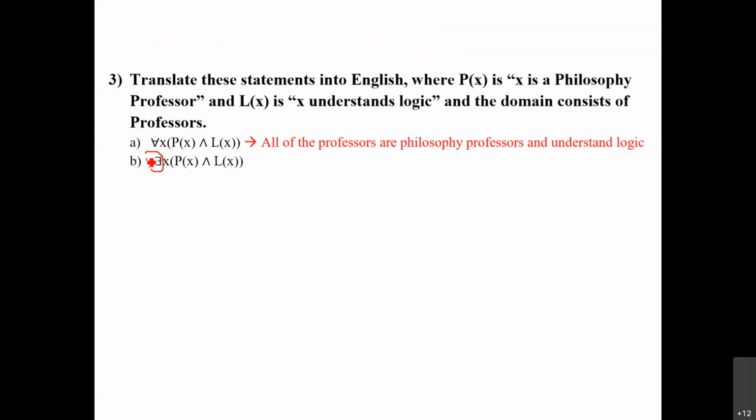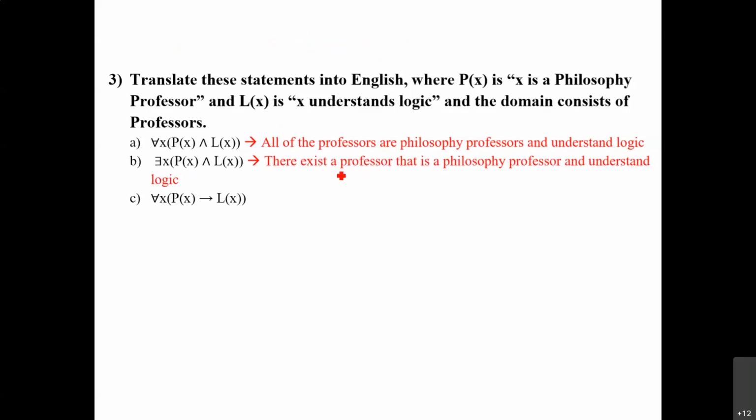This symbol is read as there exists, or there is. With for every, it was for every possible professor. With there exists, it's at least one. So we're saying there exists at least one for which these predicates are true. So there exists a professor that is a philosophy professor and understands logic. So far, it's pretty simple. We're just adding the predicates that we have.